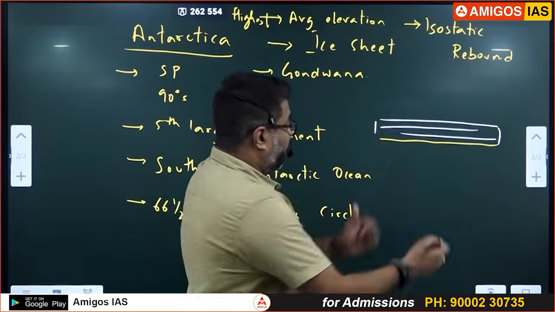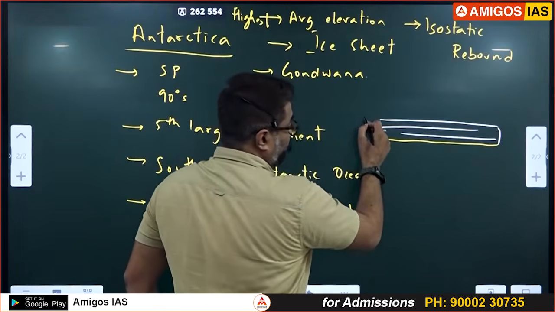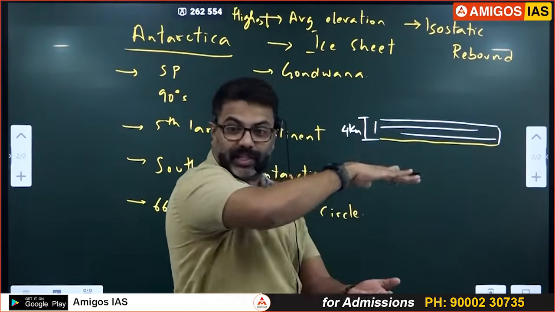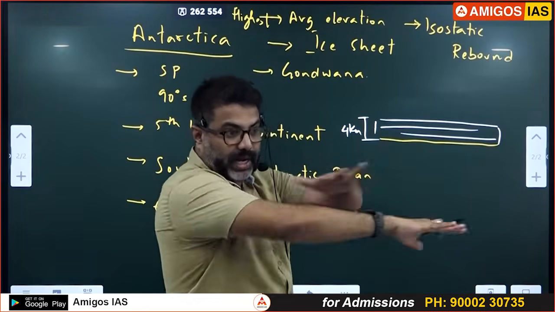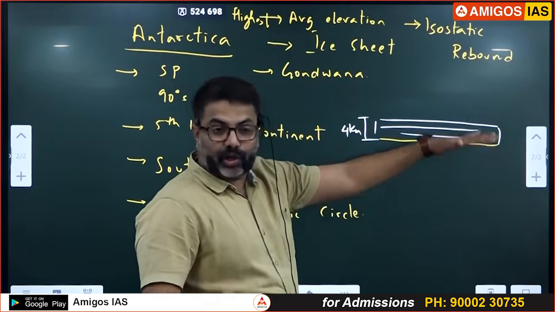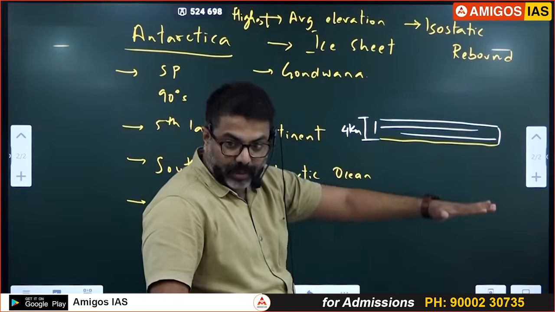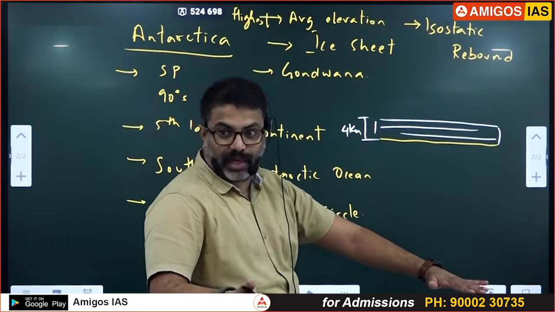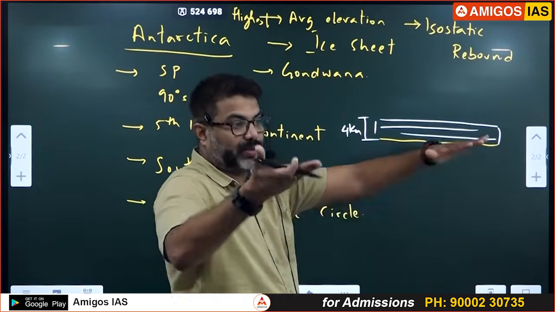In many places, from the surface to the top of the glaciers, it is 4 kilometers of ice. You can imagine, if you calculate the entire area, it's billions of tons of glaciers. Such a load was there. So because of the load, what has happened? Antarctica had gone down. Now ice is melting. What happens when the ice melts? Load is reduced, so it comes back.